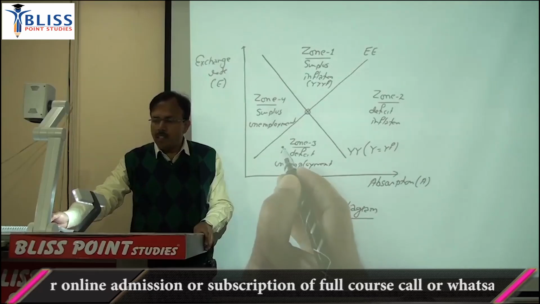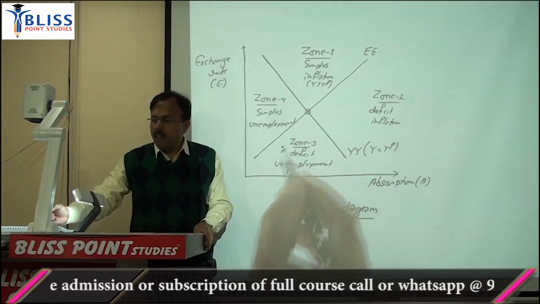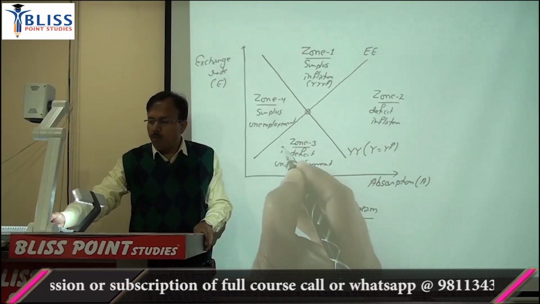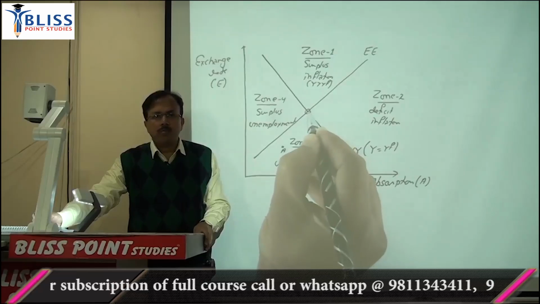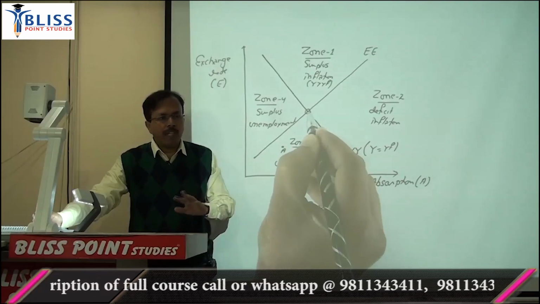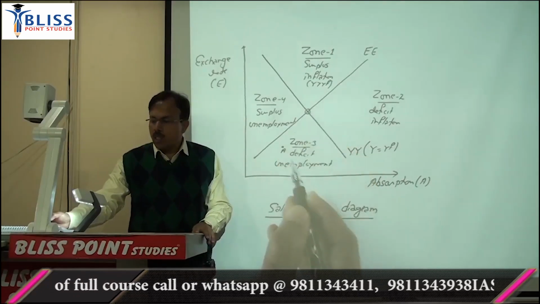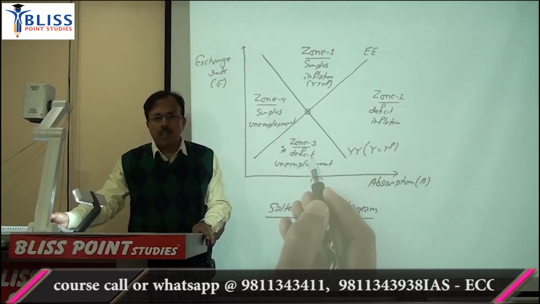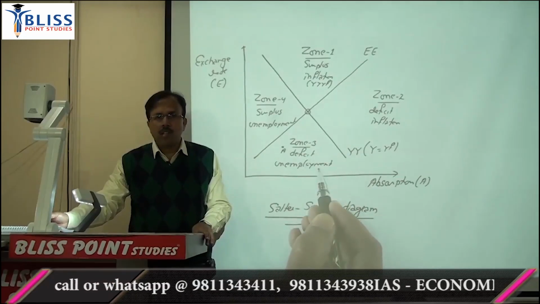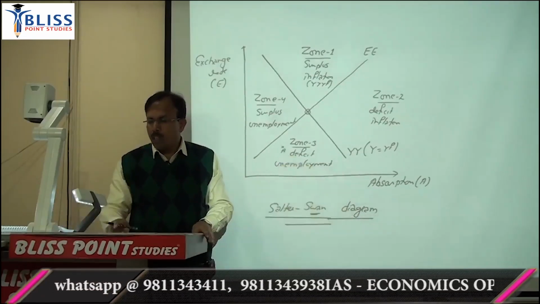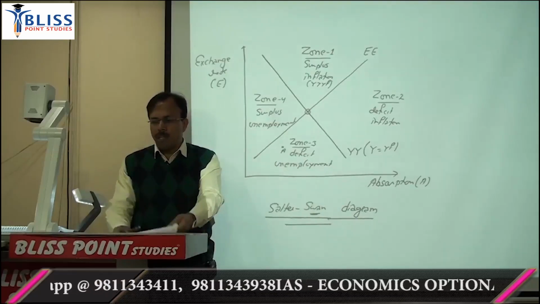But if I take a situation starting from point A, then I have to show how the economy will move from point A to equilibrium of internal as well as external. Right now there is a condition of deficit and there is a condition of unemployment. In the next paragraph, starting from point A, mark it in the diagram.